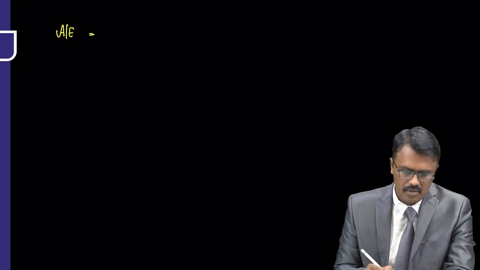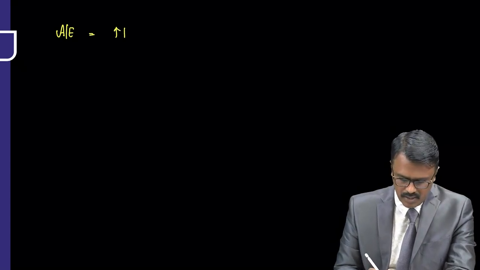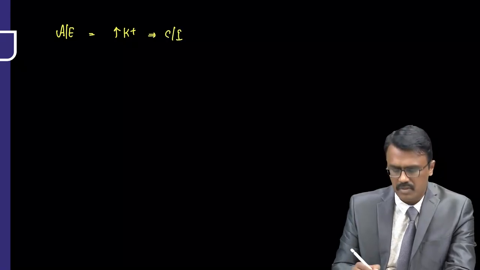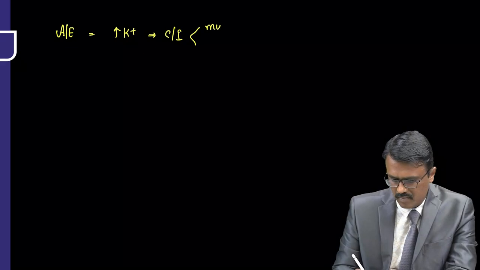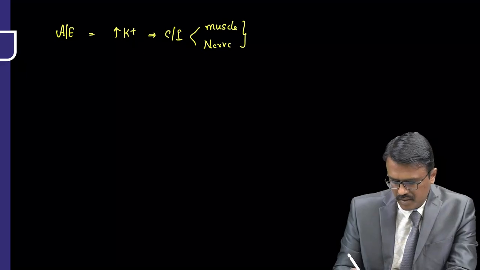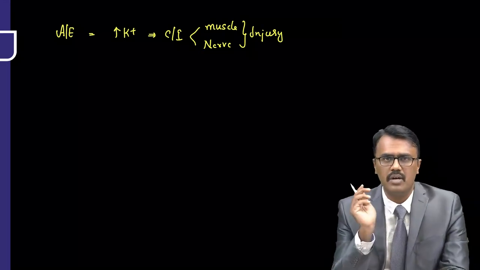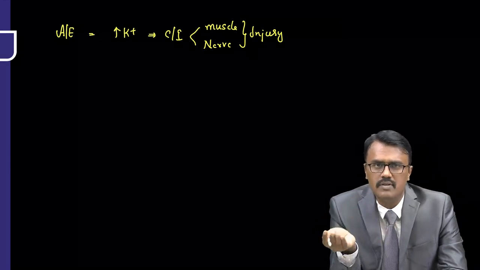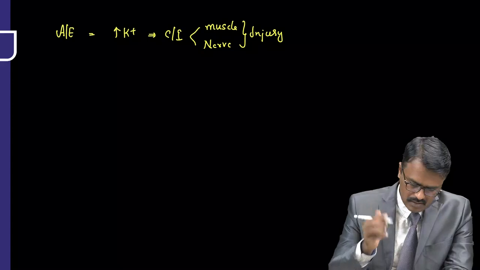Once I know the mechanism and the uses, now it is time to understand the adverse effects. I told you it increases potassium, causing hyperkalemia, and you should never use it if the patient has muscle injury or nerve injury. Suppose he has come from a road traffic accident, potassium would have been already released, and this will also increase the release. So that's the reason we should not use it.